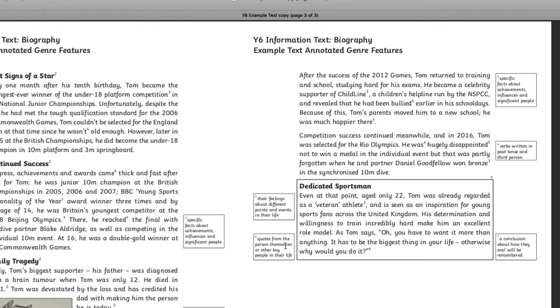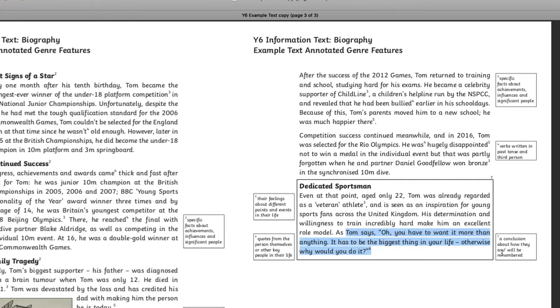Quotes. Now this is the next one that we need to focus on here. Quotes from the person themselves. As Tom says, you have to want it more than anything. It has to be the biggest thing in your life. Otherwise, why would you do it? This is a quote from Tom Daley, a quote from the person you're writing a biography about. And then finally, a conclusion about how they are and how they will be remembered.